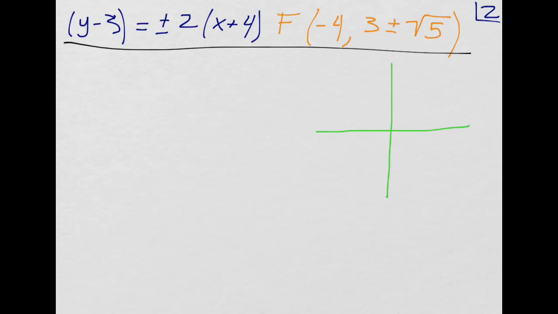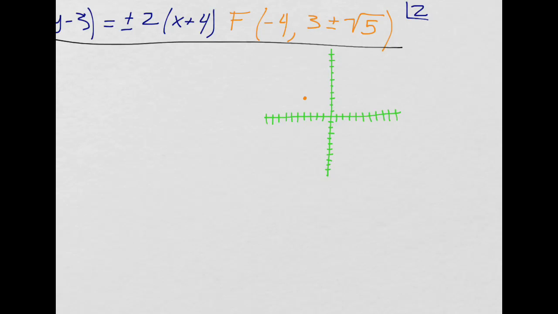Furthermore, it tells us that our center is at the point -4, 3, because the foci are going to be a distance of c away from the center, and that's essentially what that 3 plus or minus root 5 is saying. It's saying the foci are root 5 away from the center, up and down. So let's go ahead and show that.